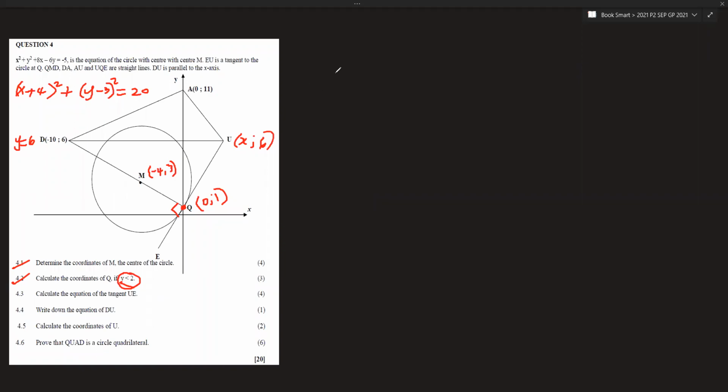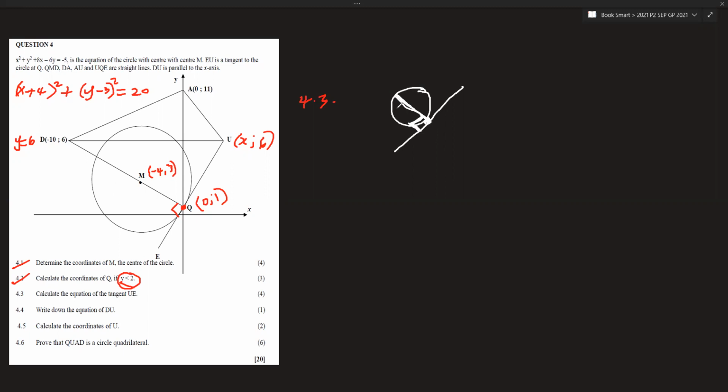Perfect. So now let's go to 4.3. In 4.3, they want us to calculate the equation of the tangent. Now I'll show you the ideas around this question. I have a circle, and my tangent is passing through this point here. But there's a diameter that is meeting with the tangent there. Then we're obviously going to have a perpendicular here because of the tangent-radius theorem. And what we know about the gradients of perpendicular lines is that when we multiply them, we must get -1.